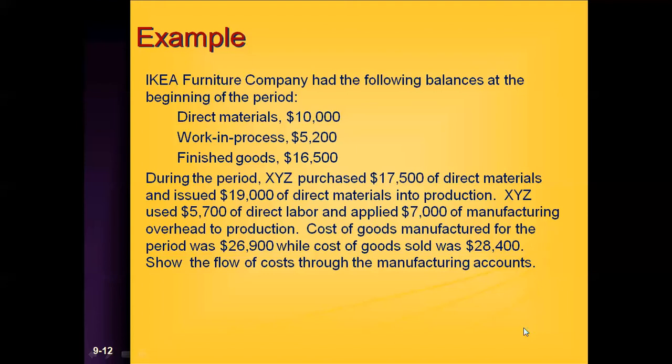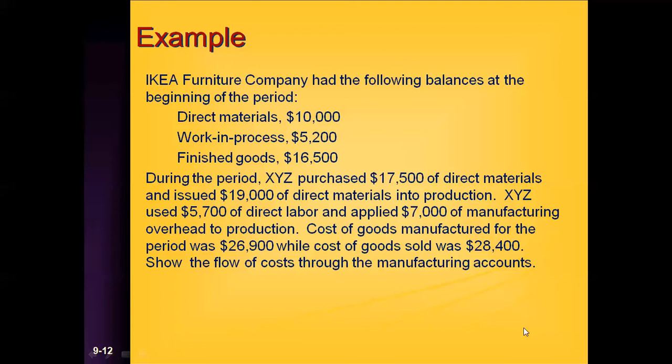But let's say IKEA Furniture Company had the following beginning balances. They had direct materials of 10,000, they had work in process of 5,200, and they had 16,500. So during this time, they purchased 17,500 of direct materials, and they issued 19,000 of direct materials in production. So that's pretty much going to impact the direct materials account.